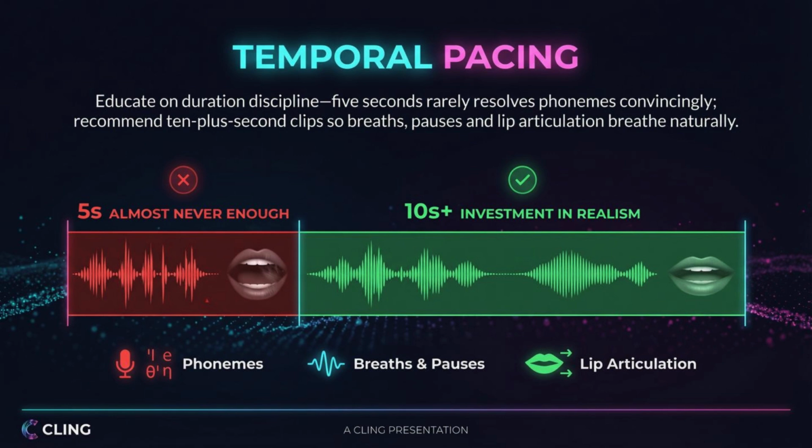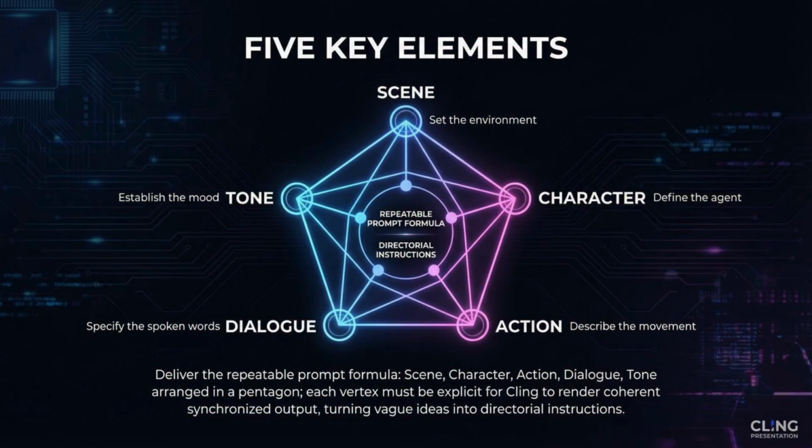That makes total sense. Okay, now to the core of this, prompt mastery. Yeah. You can't just write "a woman talks." You can't. You need that director's mindset. A successful Kling 2.6 prompt, based on the articles, has to have 5 key elements: scene, character action, dialogue, and, critically, tone. If you leave out tone or dialogue, you're losing the entire point of the feature.